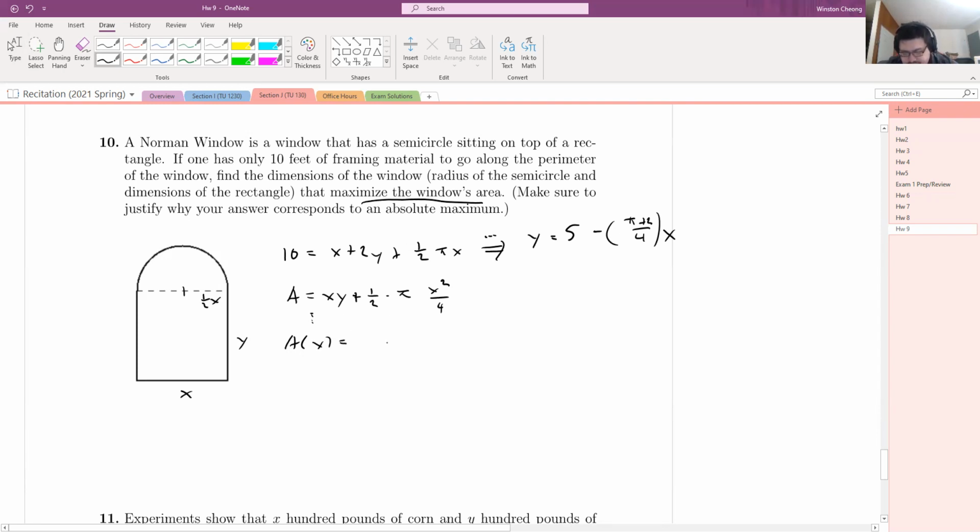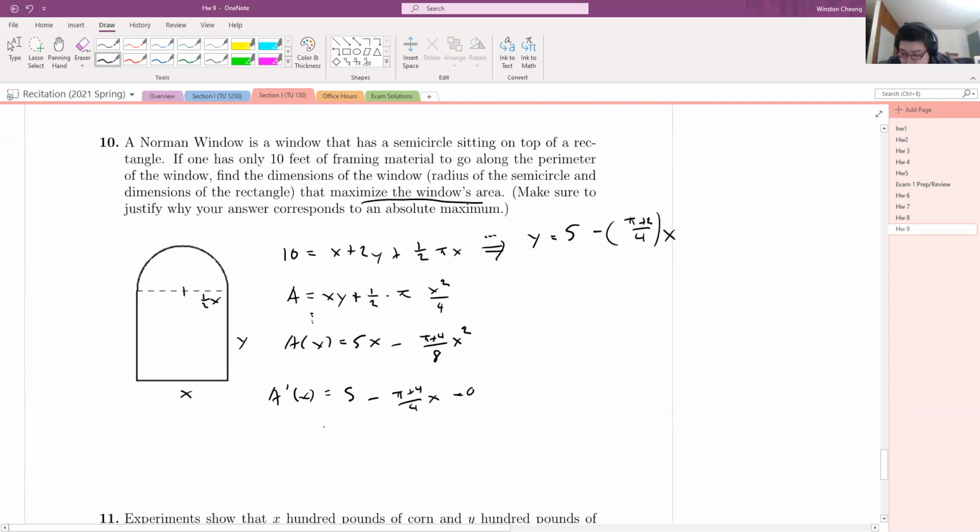You'll get A as a function of x is equal to 5x, minus pi plus 4 over 8 x squared. Can I say minus? Yeah, I'd rather say minus. So then we can take the derivative, get 5 minus pi plus 4 over 4 x, and we would set that equal to 0, and we would solve.